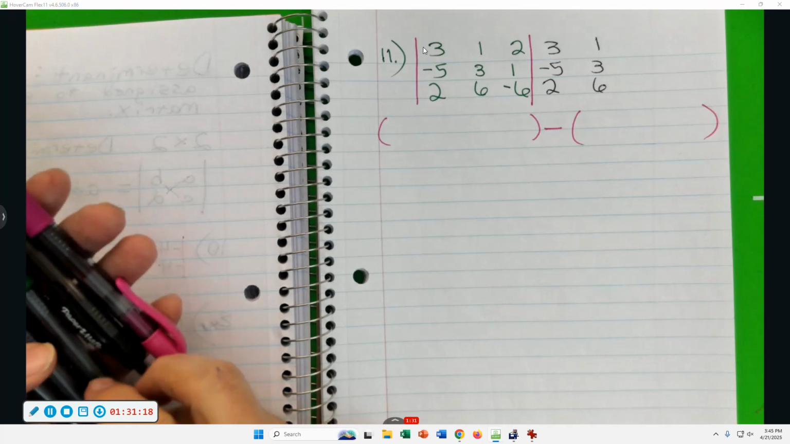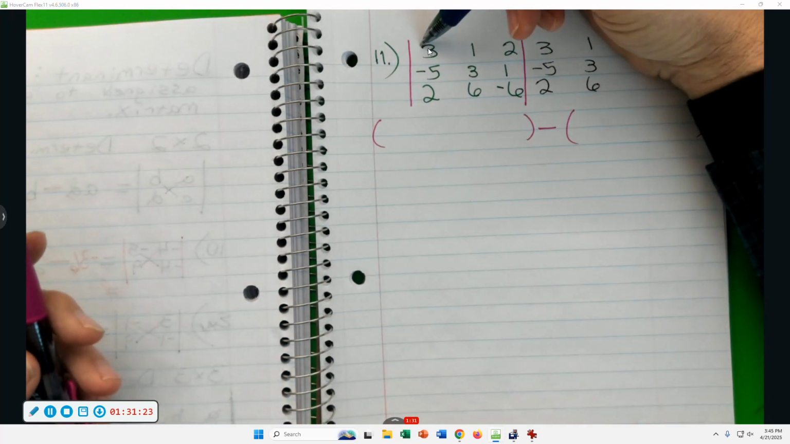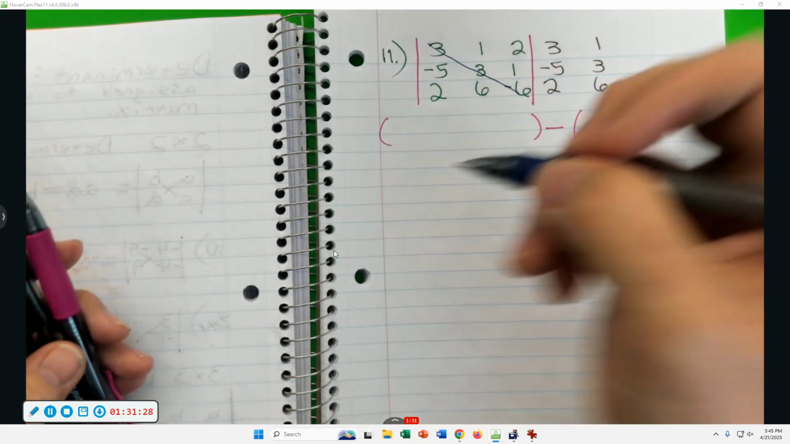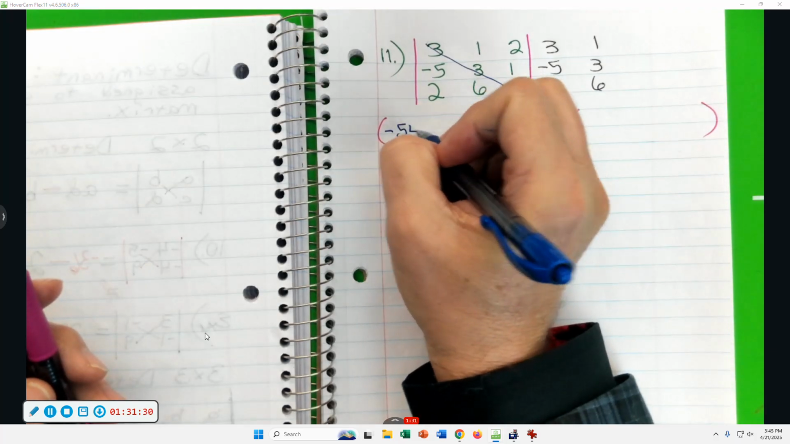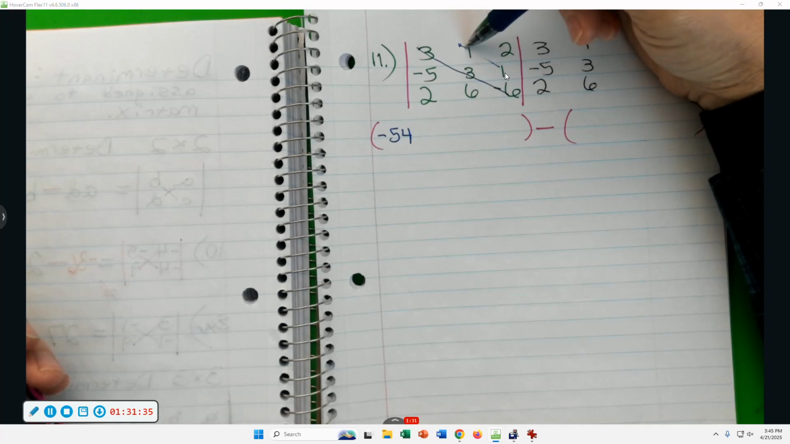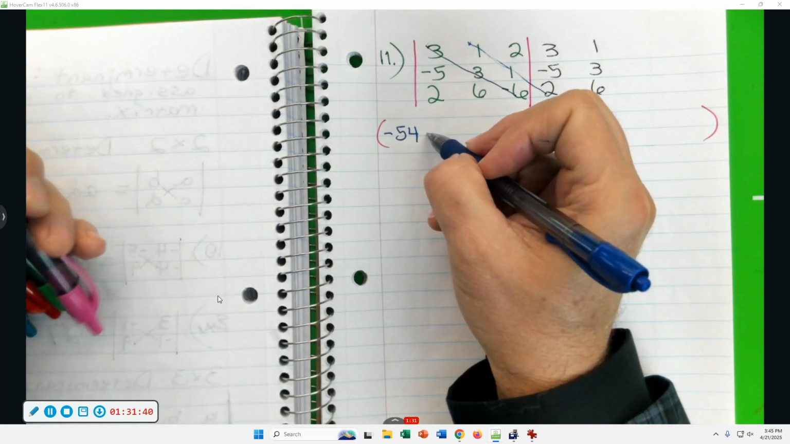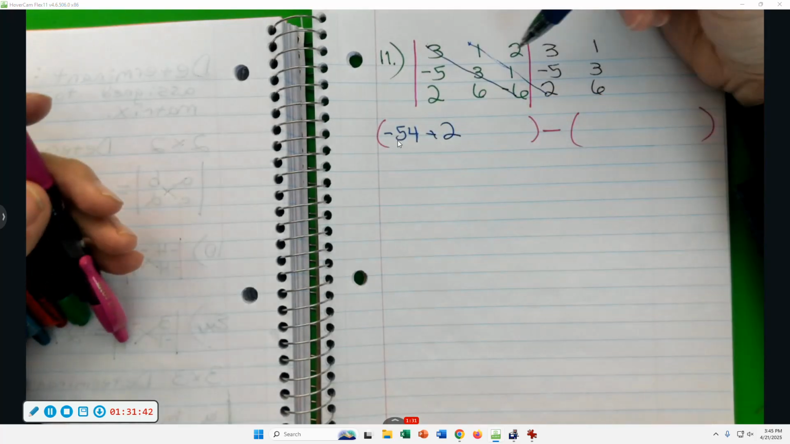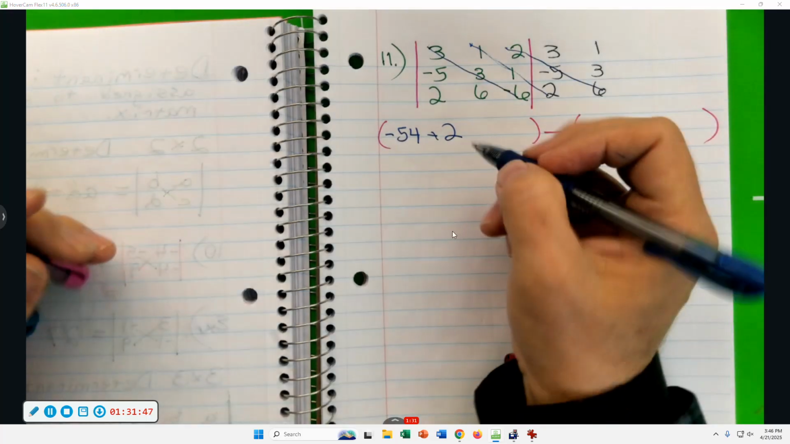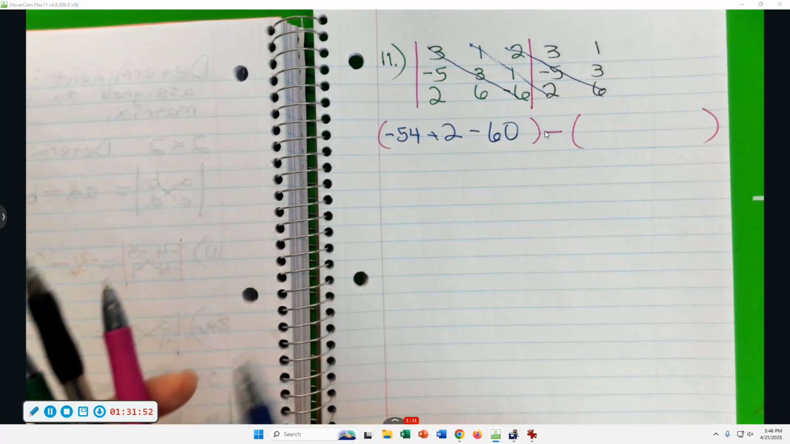Now we're going to start multiplying. You start at the first number in the matrix: 3 times 3 times -6. 9 times -6 is -54. The next one, 1 times 1 times 2, gives me +2. And then 2 times -5 times 6 is -60.